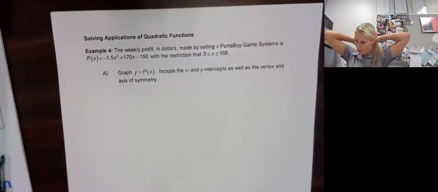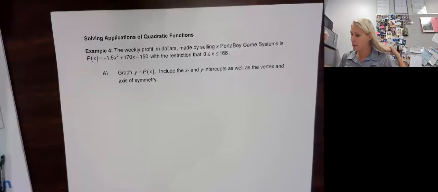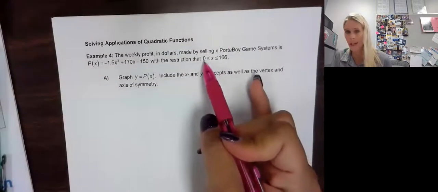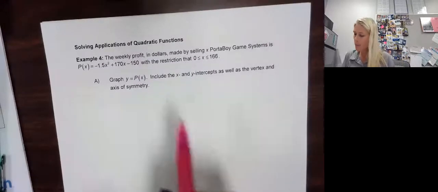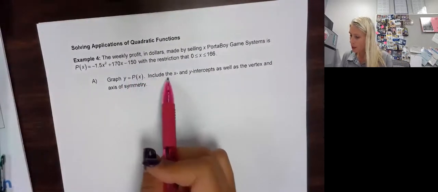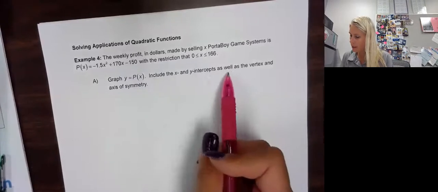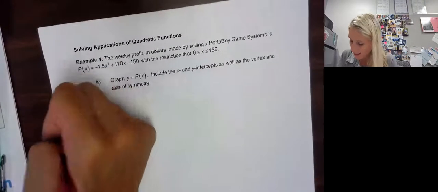The weekly profit in dollars made by selling x Portaboy game systems is P of x, with a restriction. So we can't go lower than 0, and we can't go higher than 166. Graph this, including the y and x intercepts and the vertex and the axis of symmetry.